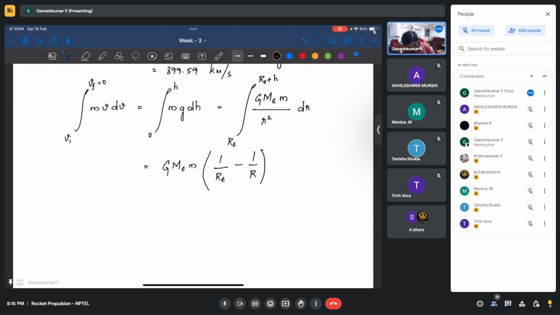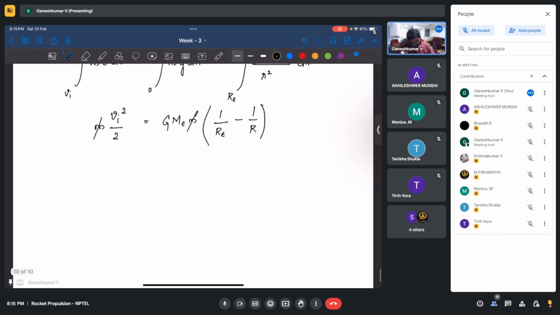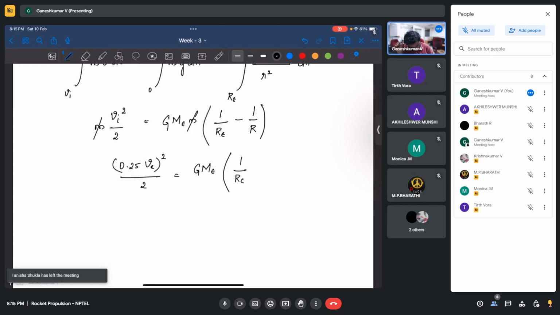this v is constantly reducing. Okay, so m and m can get cancelled, so vi square by 2 is the initial kinetic energy into m, so m gets cancelled. vi is 0.25 times ve, square by 2, equal to G Me into 1 by Re minus 1 by Re plus h.